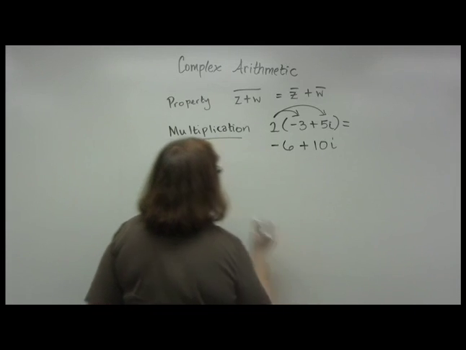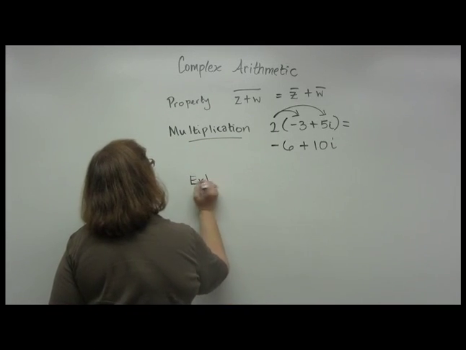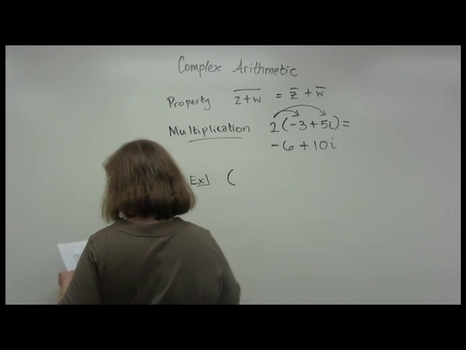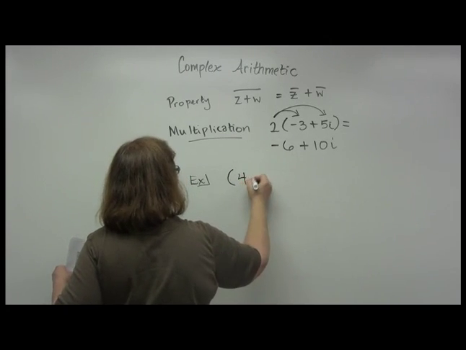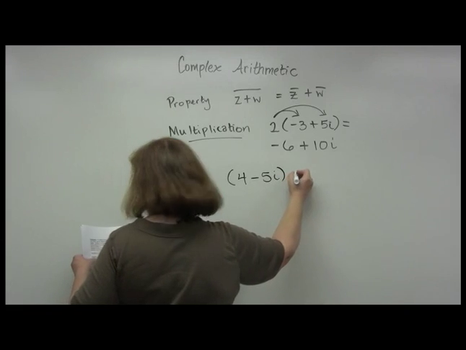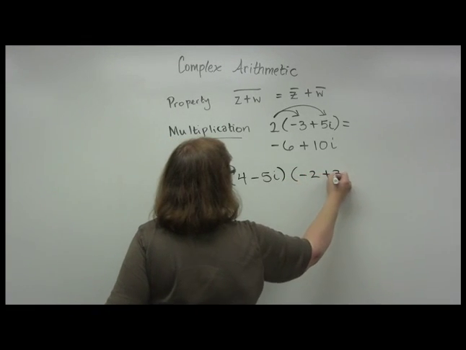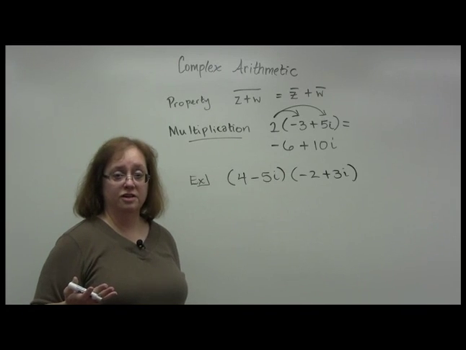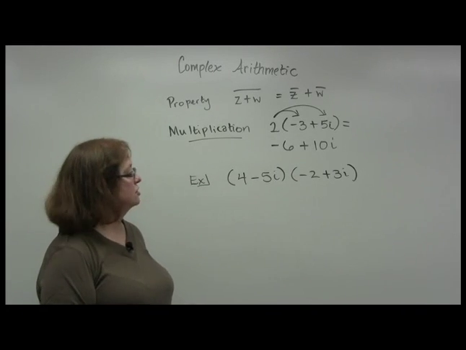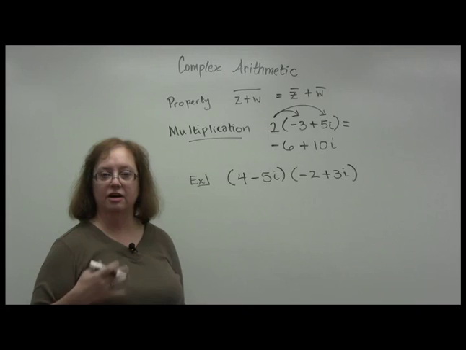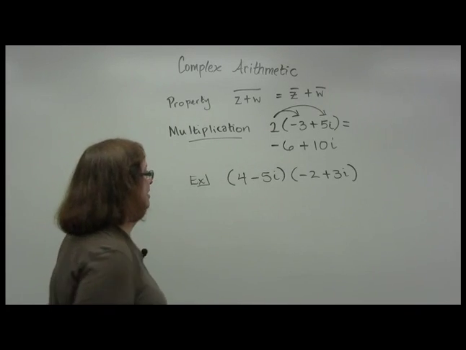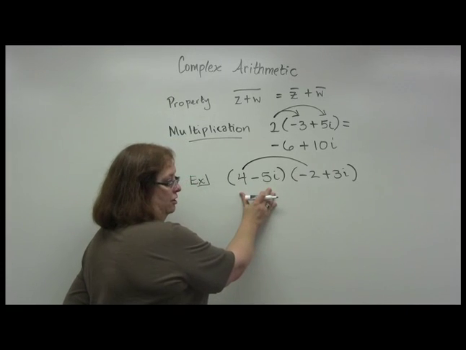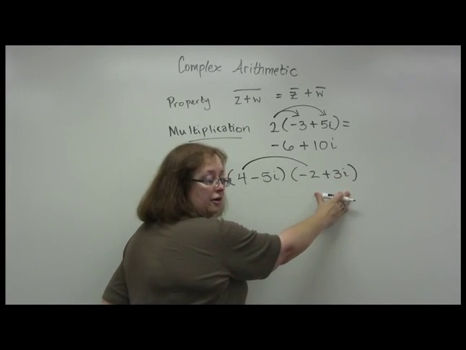If I wanted to multiply two complex numbers, for example, 4 minus 5i times negative 2 plus 3i. Now you may have called it in Algebra 1 FOIL. It was just the distributive property. You can call it FOIL, it doesn't really matter. Distributive property. It's all the same. You just want to make sure every term here gets multiplied by every term there.